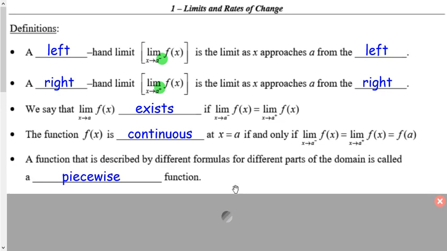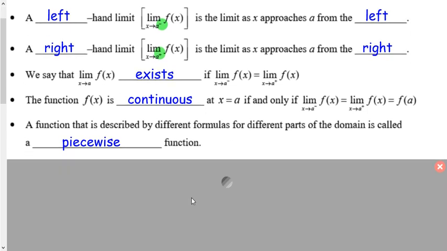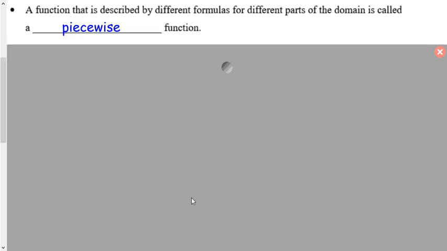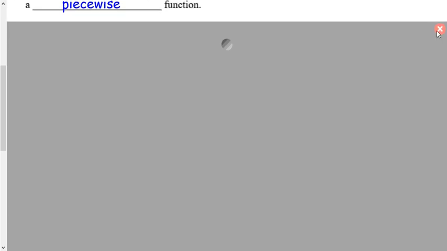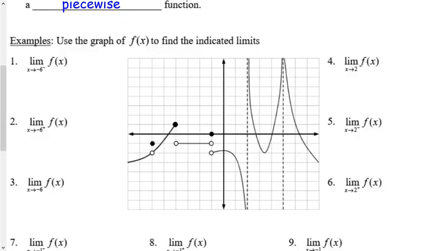Now, taking a sidestep to a completely different definition. In grade 11, you looked at piecewise functions, particularly related to absolute value. A function that's described by different formulas or different equations for different parts of the domain is called a piecewise function. Today, we're going to look at a few different piecewise functions. But first, let's look at left and right-hand limits graphically.